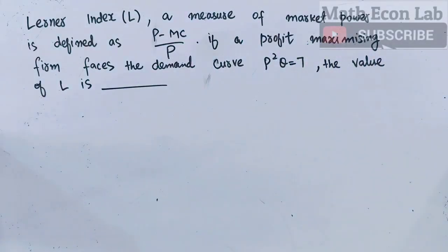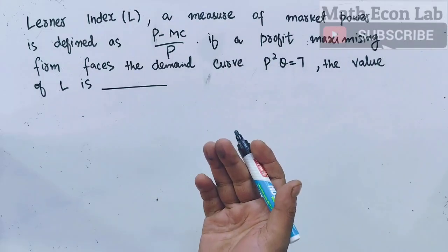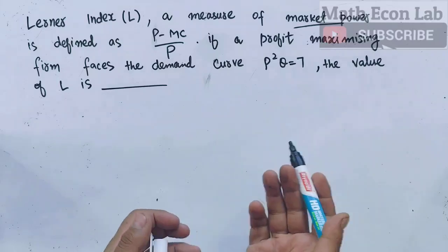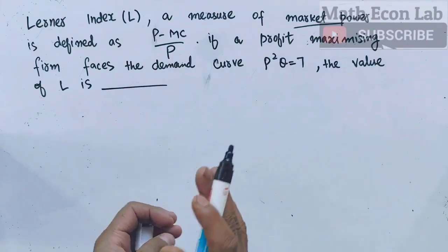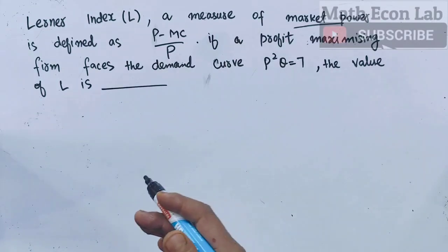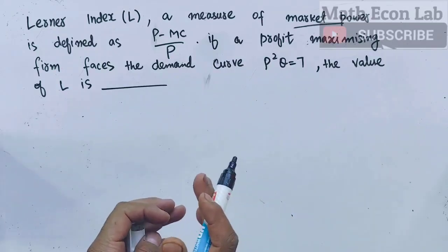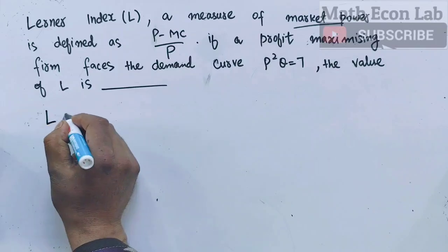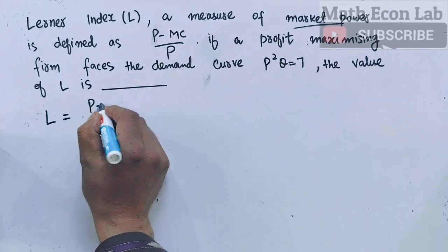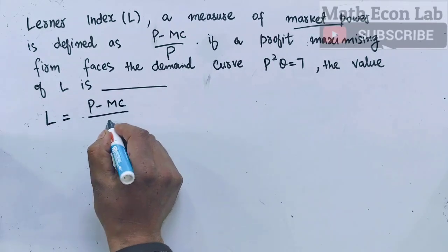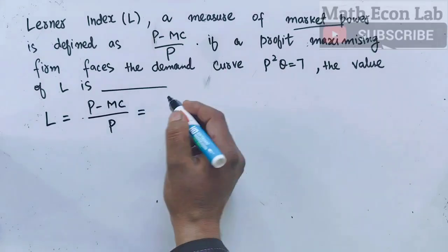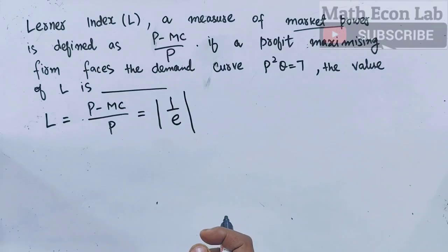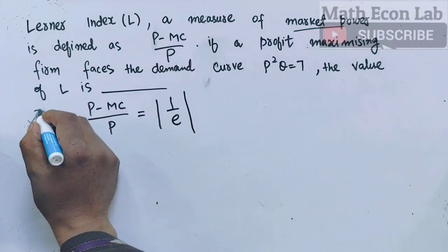Okay, so we are being given the Lerner index. By Lerner index, what we mean is a measure of market power, the ability of a firm to charge price above the marginal cost. We call that the market power, and the relationship is that the Lerner index is equal to (price minus marginal cost) upon price, which is equal to the absolute value of elasticity of demand. This is the relationship. We need to find out the value of L.